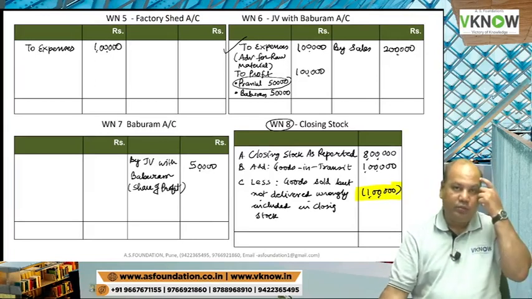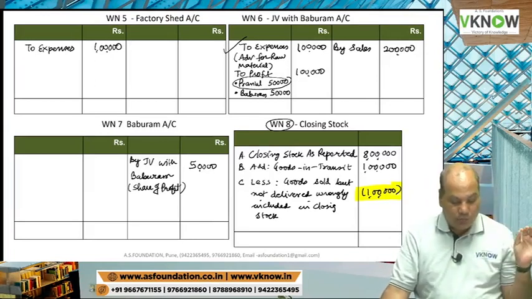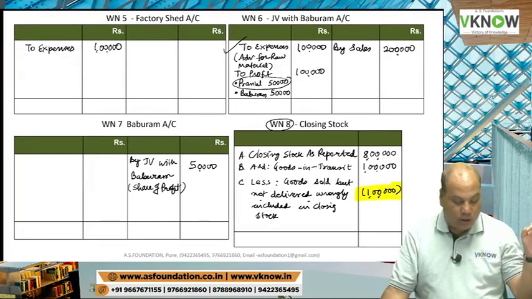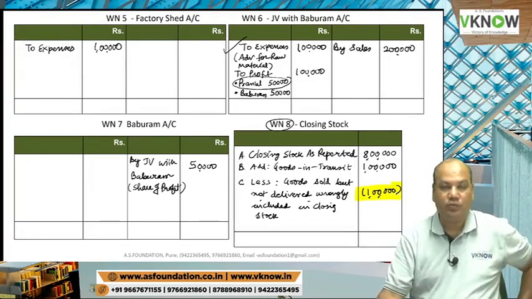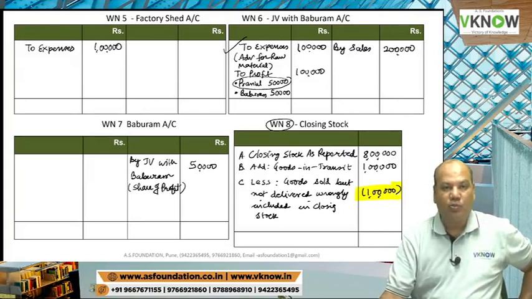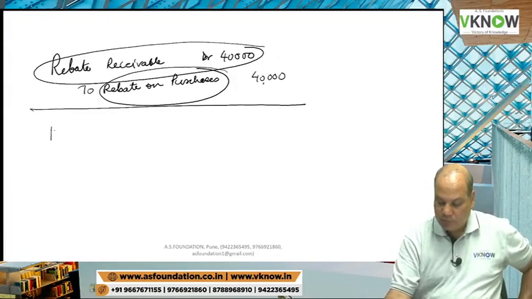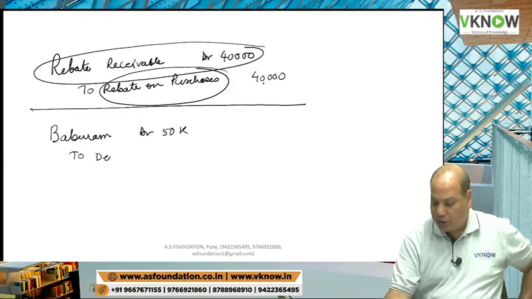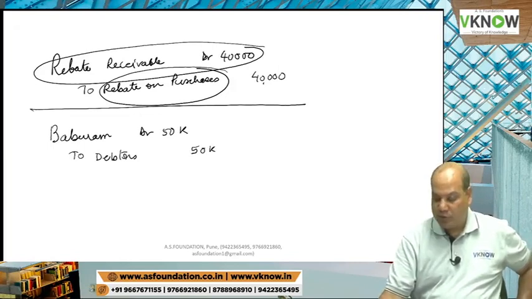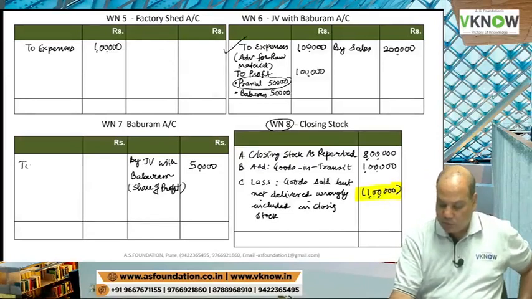Come to your question again now. It says amount paid for settling the account was wrongly debited to debtor's account. So we have made the payment to Babu Ram, but it was wrongly debited to debtor's account. So the rectification entry will be: Babu Ram account debit 50,000 to debtors 50,000. So please come to Babu Ram account to debtors.